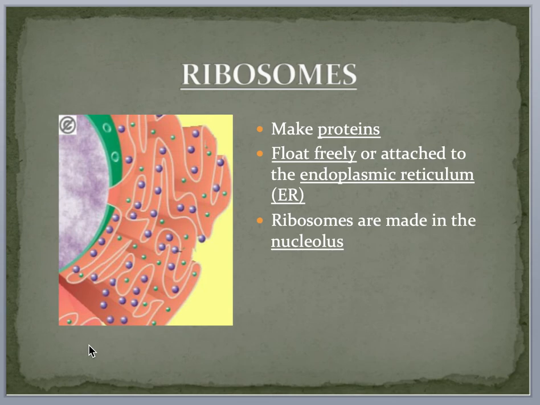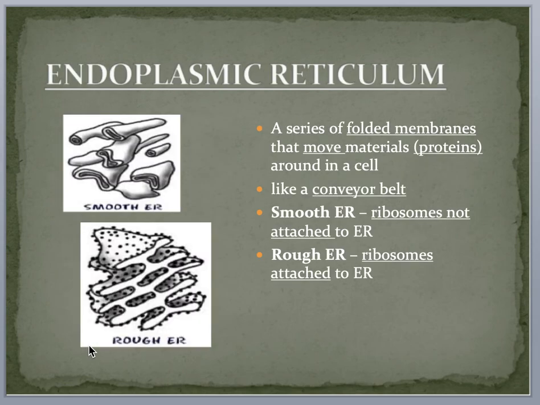Ribosomes. These are also critical for normal functioning of a cell. Ribosomes are the cellular structures responsible for making proteins. They either float freely or are attached to the endoplasmic reticulum, which is another cell organelle, and these ribosomes are made in the nucleus of a cell.